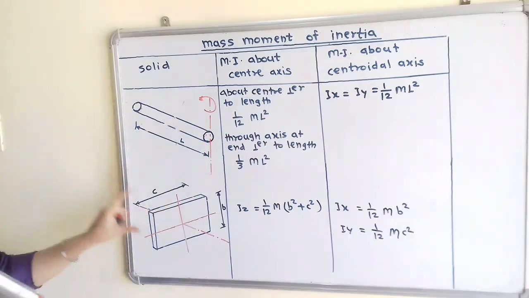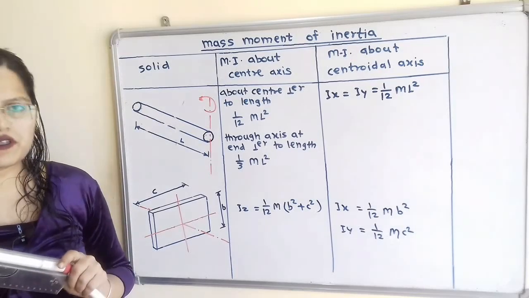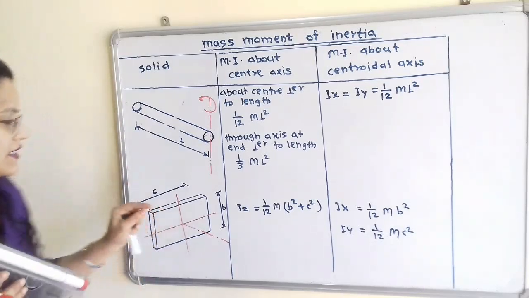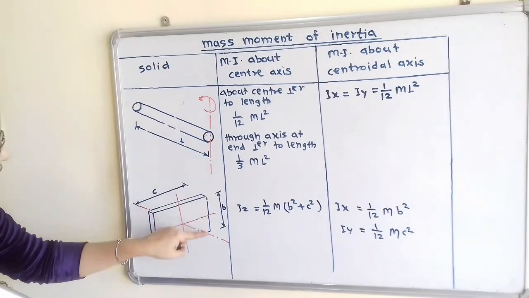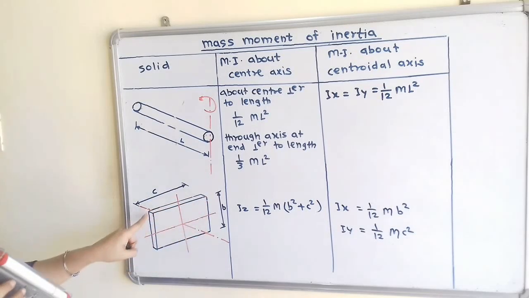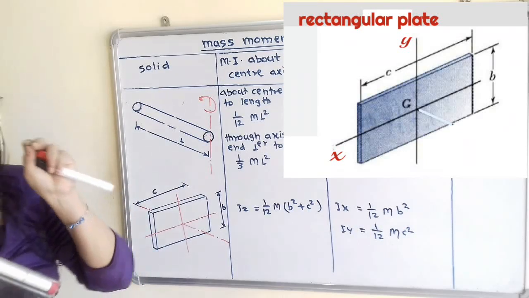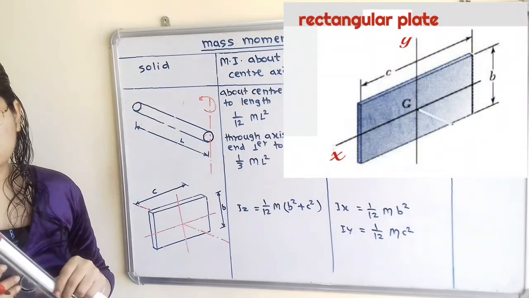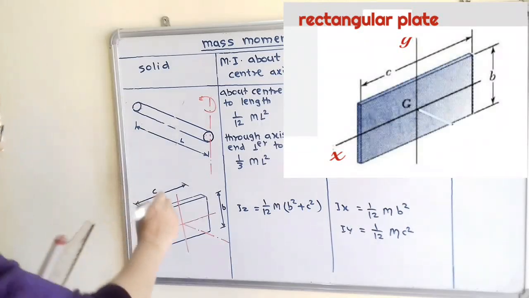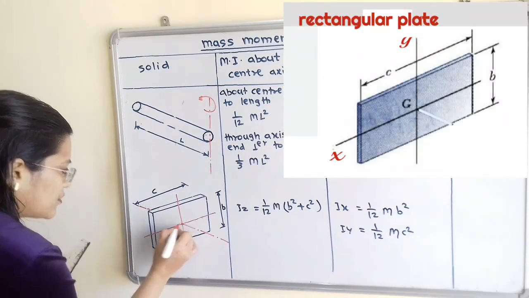Now we will move to the next solid, a rectangular plate. So this is the thin plate. Its one length is B and the other length is C. So here is the rectangle. Now we have to show the centroidal axis. The centroid is at the center. So here is the center point.